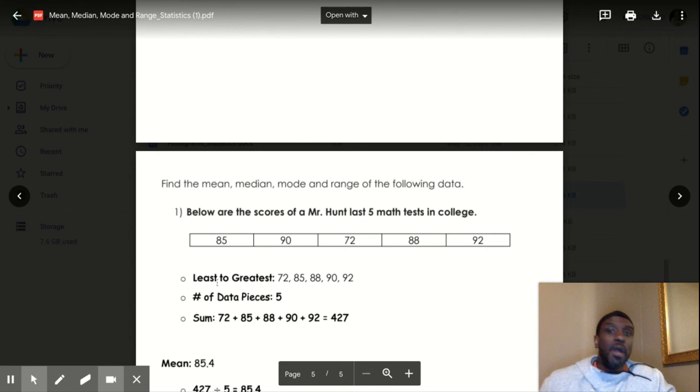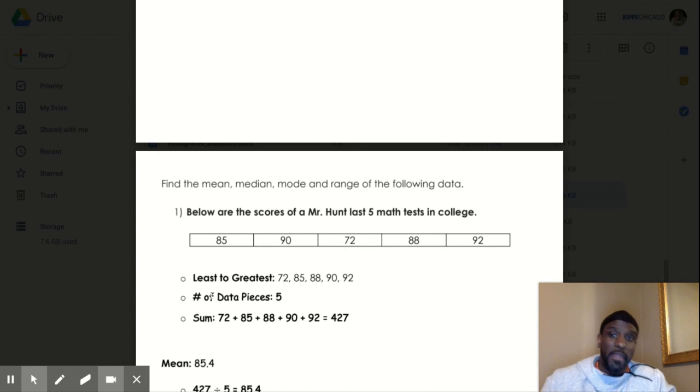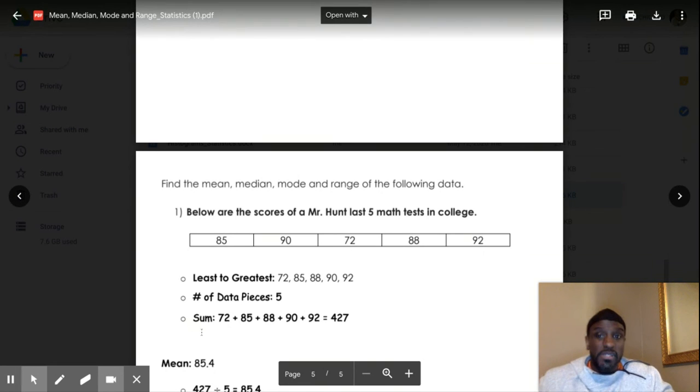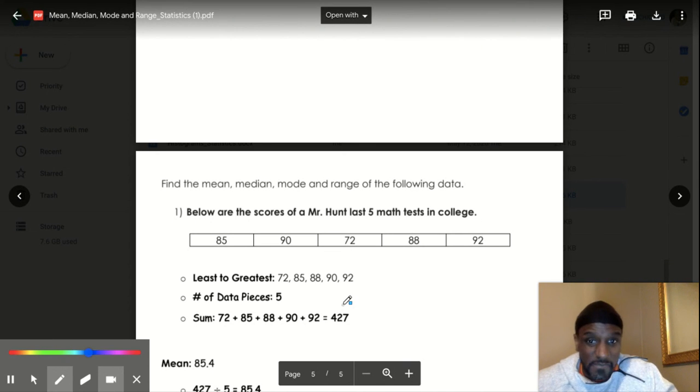So first of all, put them in order from least to greatest. Always do that. How many data pieces do I have? How many sets of data do I have? I have 5 numbers here, okay? So now what is the sum of all of them? The sum of them is 427.